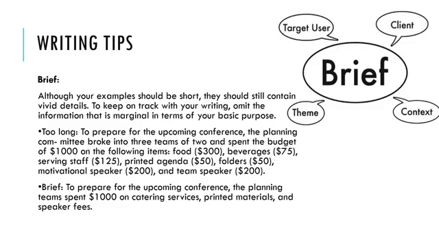I think that's too long. You want to inform, but choose what kind of information you want to put in detail. You can compare the next example, the brief one. To prepare for the upcoming conference, the planning team spent $1,000 on catering service, printed materials, and speaker fees. That's enough. You don't have to mention the food, beverage, service staff, print agenda, folders, speaker, and team speaker. There are too many. Basically, I want to see the big items only and what is in general.